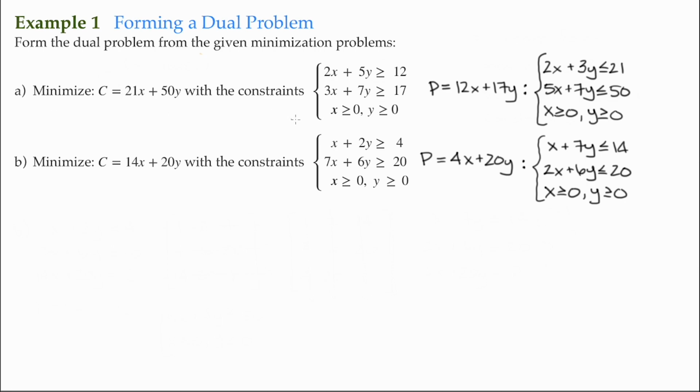So again, every primal problem here happens to be a minimization problem. That will have a dual that is a maximization problem, and of course vice versa. But there we go.